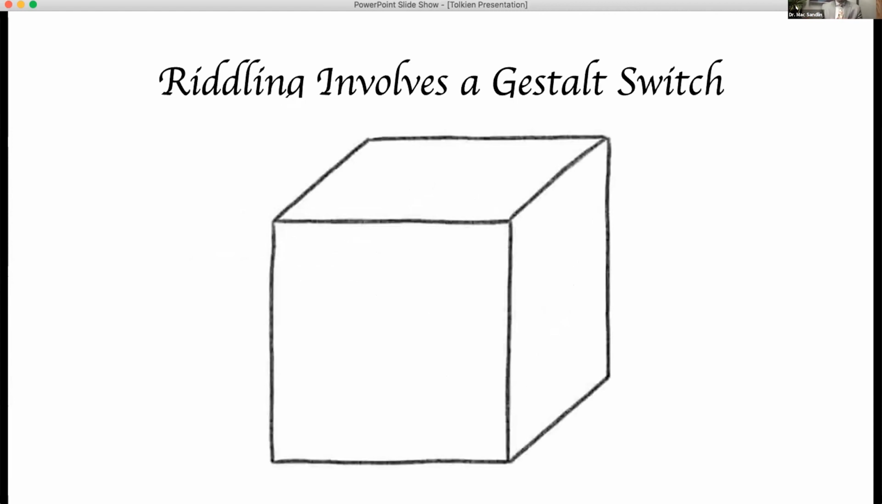Now, when you look at this, Aruba, go ahead and unmute. Tell me what you see when you look at this. A cube. Very good. Of course you see a cube.